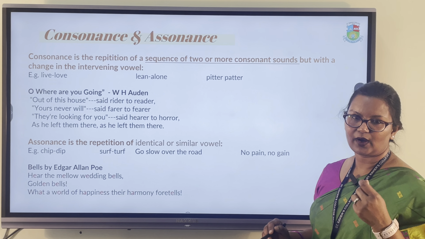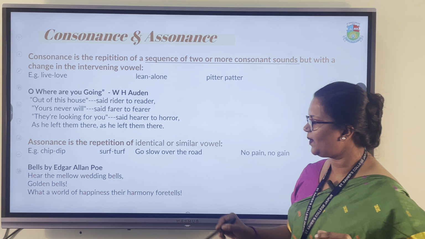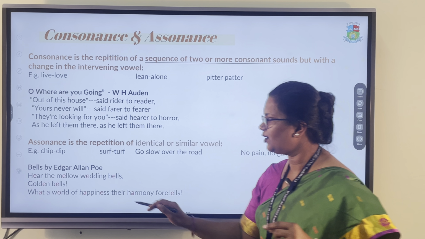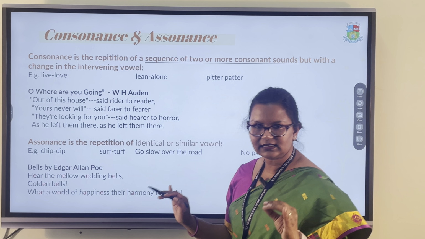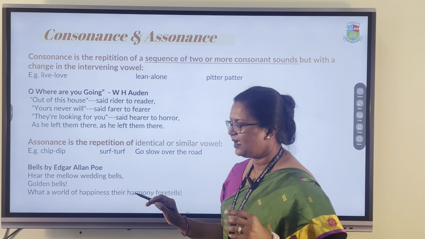Hear the mellow wedding bells, golden bells. What a world of happiness their harmony foretells. So you see the S sound here, mellow, wedding, bells. Then the golden S sound repeated everywhere. And then there is an interplay of an O sound and an A sound in the last. That's the poem by Edgar Allan Poe.